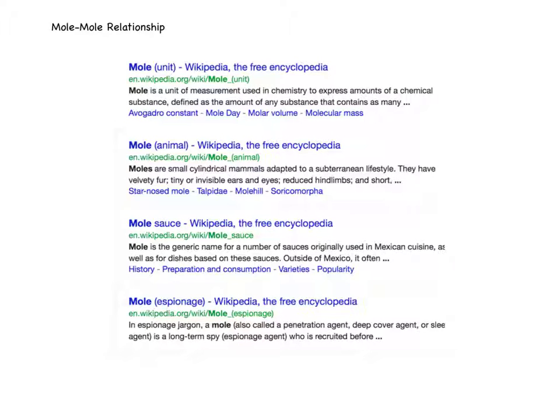And if you look up mole online, you actually have 4 famous kinds of moles. And we are actually going to look at this first one. We're going to look at a mole unit, which is a unit of measurement used in chemistry. We're not going to look at the mole animal. We may eat some mole sauce, a guacamole sauce perhaps, and I hope there are no moles in terms of espionage in class, but maybe there are.